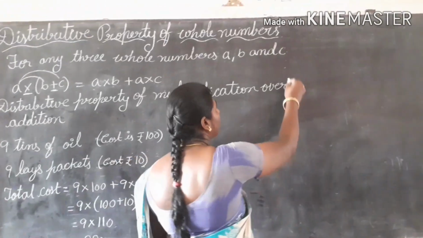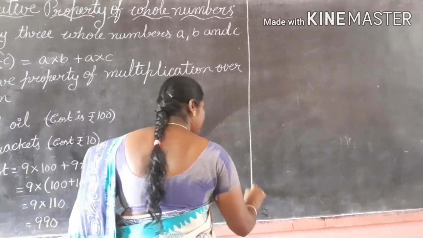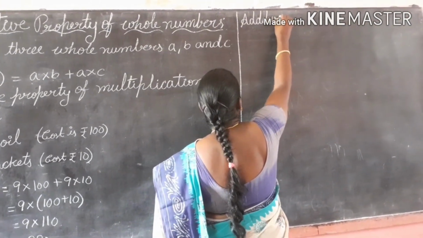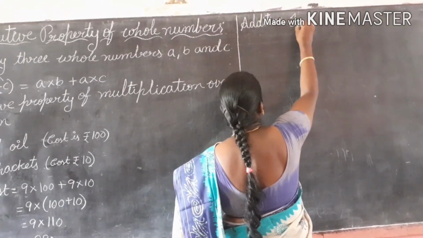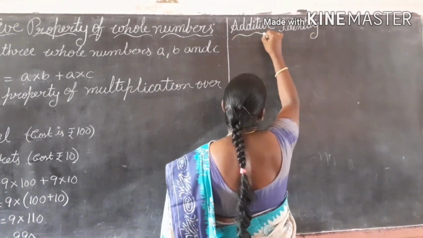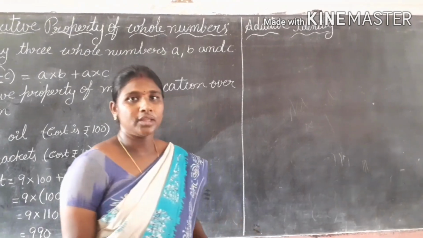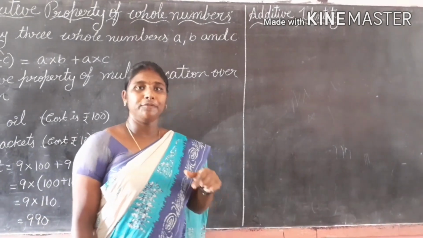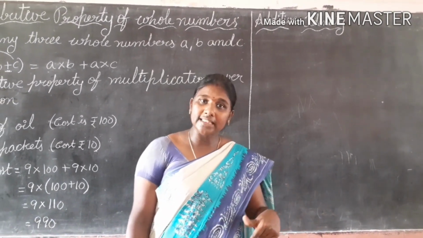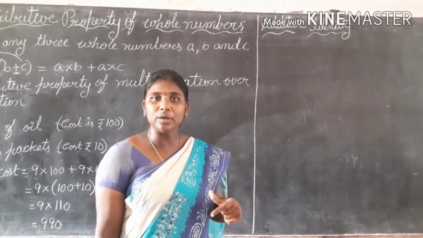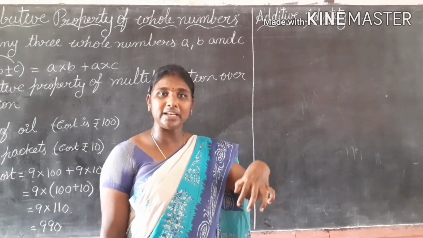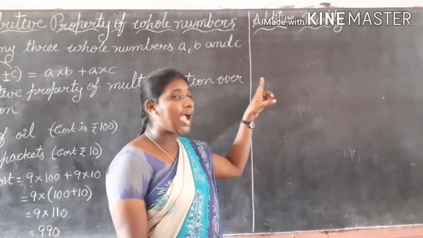Next one is additive identity. Identity means it remains same. When we take a whole number, by what number we add that whole number, we will get the same number again. That is the identity of that number.